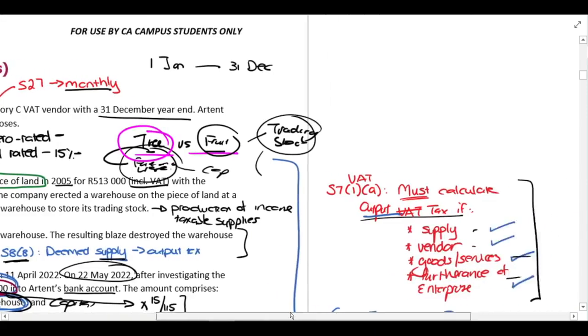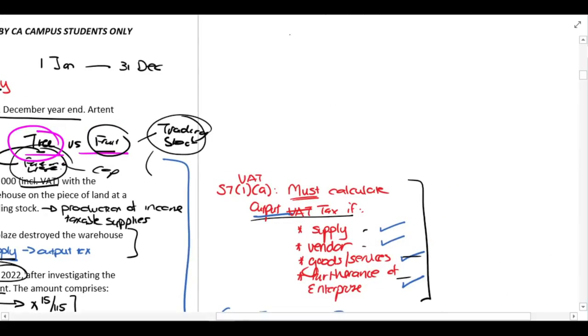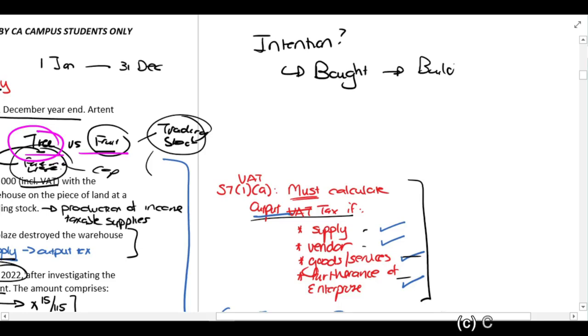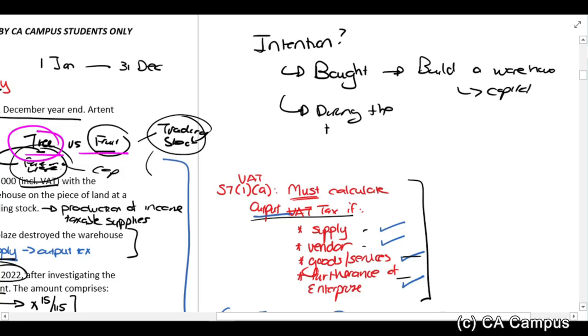Why did we buy the land? We bought it to build a warehouse. So remember all those discussions, like what is the intention of the taxpayer? When they bought the land, it was to build a warehouse, which is capital. You didn't buy it to sell it. During the time that we held it, we used the warehouse.